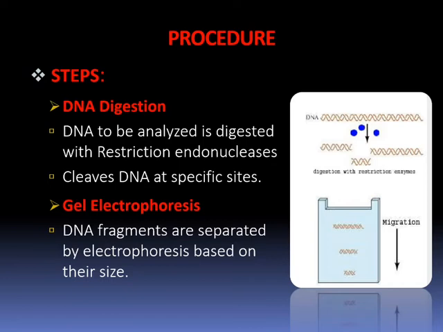Then, in gel electrophoresis, DNA fragments are separated by electrophoresis based on their size. Larger fragments migrate very slowly, while the smaller ones migrate quickly. You can see this in the picture. With the help of the restriction endonuclease, the DNA was first digested, and larger, medium and smaller fragments have been formed, and these fragments move through the gel at various rates.